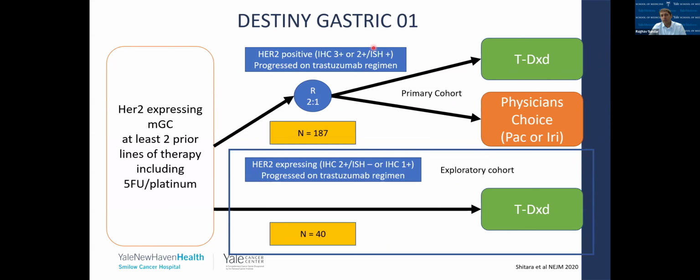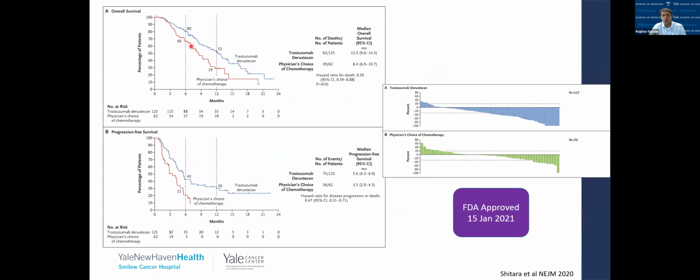Switching gears a little bit, we know that trastuzumab deruxtecan, which is an antibody drug conjugate to HER2, demonstrated a survival benefit compared to physician's choice of chemotherapy in the DESTINY-Gastric-01 study. And this actually led to the approval of trastuzumab deruxtecan about 4 years ago now for patients that had progressed on frontline treatment with trastuzumab and then were treated with trastuzumab deruxtecan, which is the antibody drug conjugate.